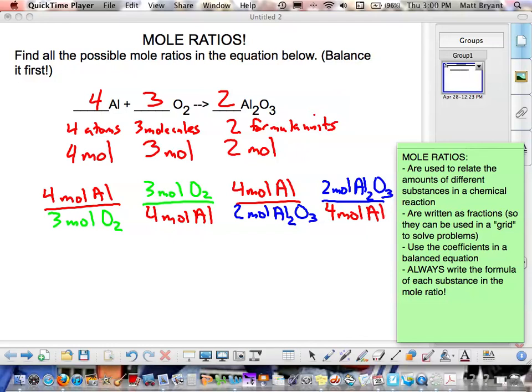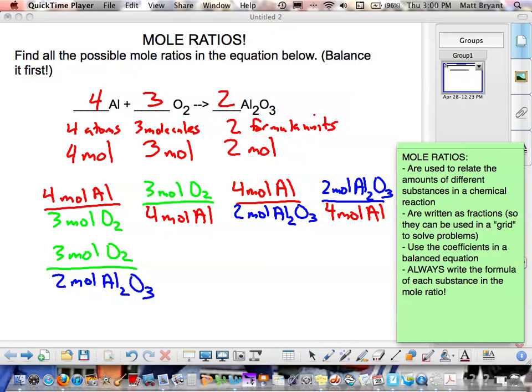They're always going to be the same, and they're always going to be based on the balanced chemical equation and the coefficients for each substance that you find in it. So, now we have to compare oxygen and aluminum oxide. So, our first one would be 3 moles of oxygen over 2 moles of aluminum oxide. Again, numbers don't change.